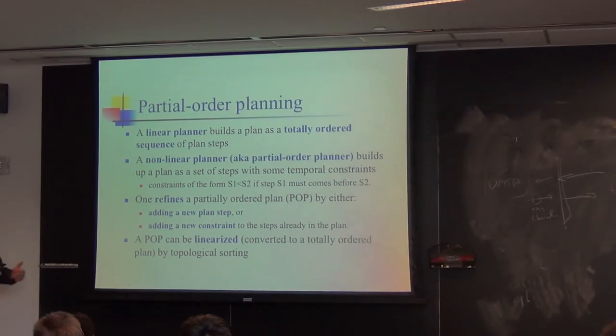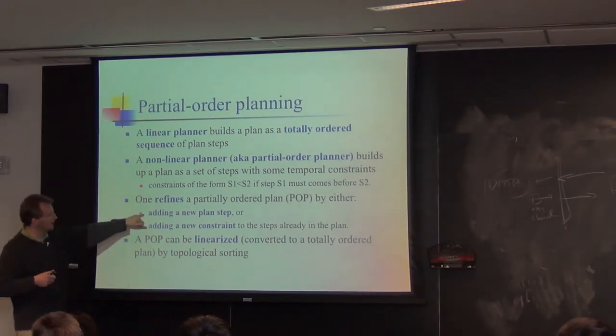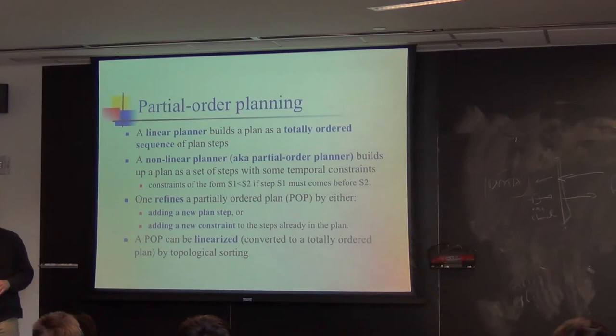So one refines a partially ordered plan by either adding a new plan step. Instead of working in state space, we're now working in plan space. We've talked about this already, but we're adding plan actions and creating a plan. We start with a beginning and an end to a plan, and then we fill in the middle. So either we're going to add a new plan step, or we're going to add a new constraint, which is required due to some kind of conflict if you don't do the steps in the plan you're generating in a particular order. So, as I said, it can be linearized kind of trivially.